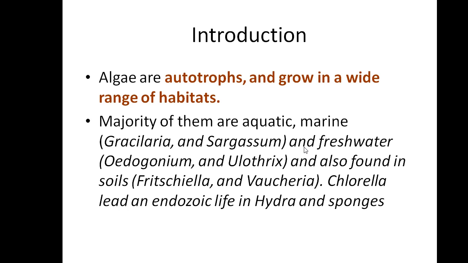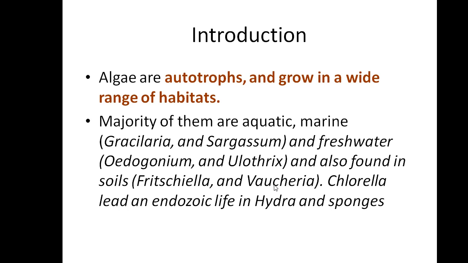It grows in a wide range of environments. A wide range of habitats means it is present in very different kinds of moist, water-content, wet places. The majority of them are aquatic: marine and freshwater. Marine examples of algae are Gracilaria and Sargassum. Freshwater examples are Oedogonium and Ulothrix, and algae are also found in soils, that is Vaucheria.